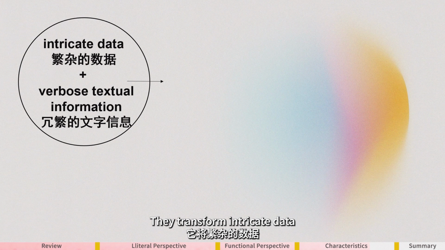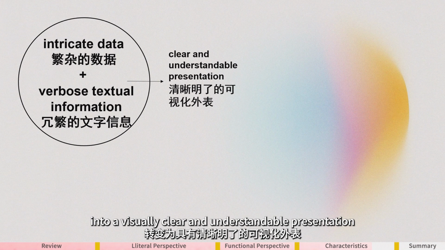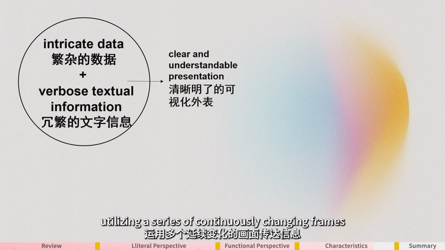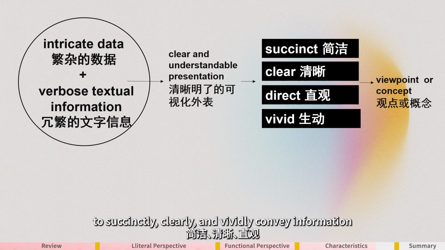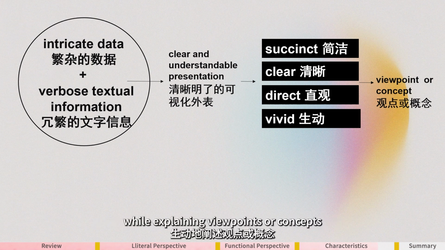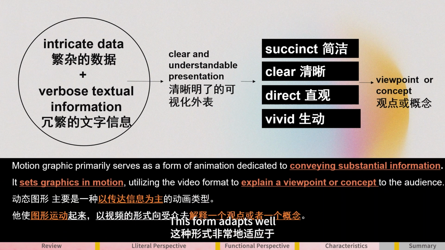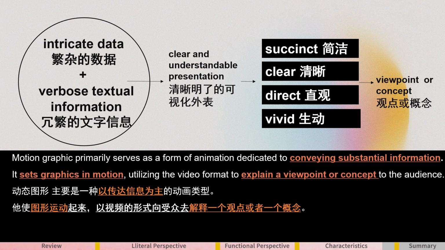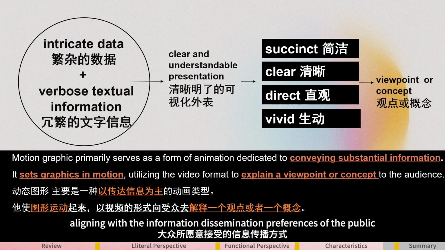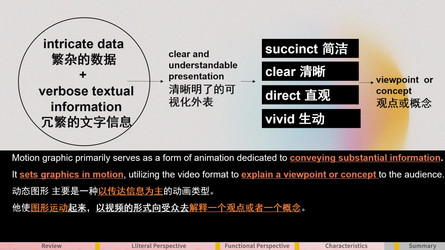Motion graphic films adeptly highlight the advantages of conveying information through animated graphs. They transform intricate data and verbal textual information into a visually clear and understandable presentation, utilizing a series of continuously changing frames to succinctly, clearly, and vividly convey information, while explaining viewpoints or concepts. This form adapts well to the current high-speed internet information era, aligning with the information dissemination preferences of the public.